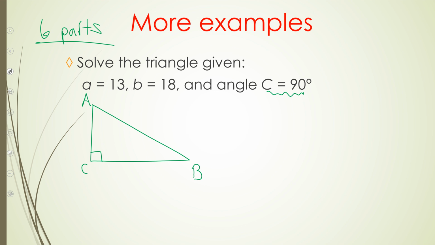Where is the 13? Here or here? Bottom or side? Bottom, very good, because it's opposite the angle A. Where is the 18? Side or hypotenuse? Side. And what are we going to label the hypotenuse? Lowercase c. Okay, so your triangle should look like that. If you switch your B and your A, that's fine. You're just going to have to switch those two. Okay, good. Keep working now.